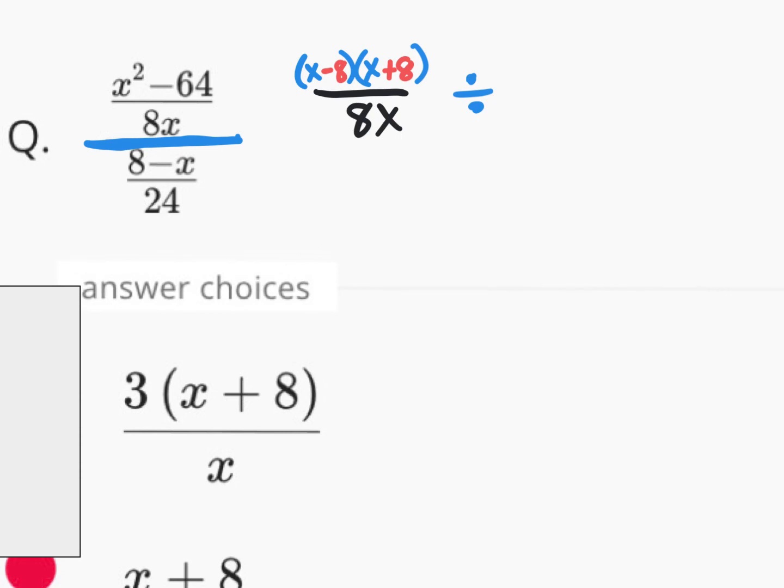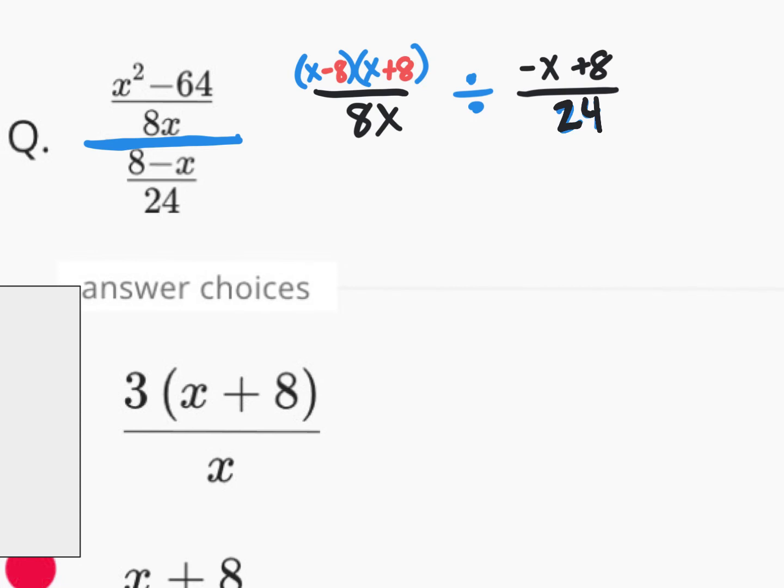And then the second fraction down here that we're dividing by, I might as well switch the 8 and the negative x, okay? So up on top, I'm going to have a negative x with a positive 8 instead of the 8 and the negative x. I have a negative x and a positive 8. All I did was switch them, okay? Over 24.